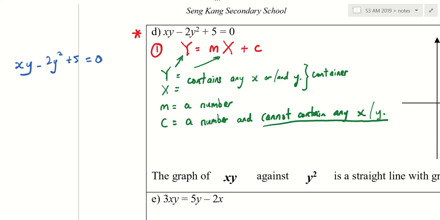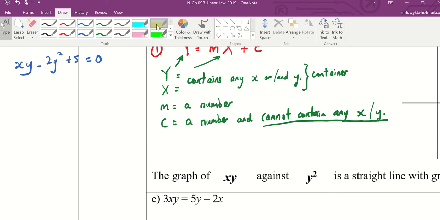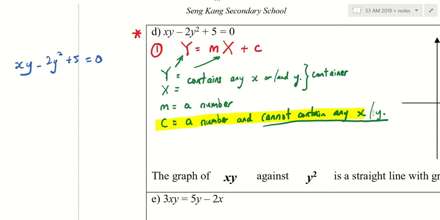I will copy: xy minus 2y squared plus 5 equals 0. Now, I want to rearrange it such that I have a number that does not contain any x or y. Which number is it? 5. This one is my C. Once you have a C, basically the question is solved already.